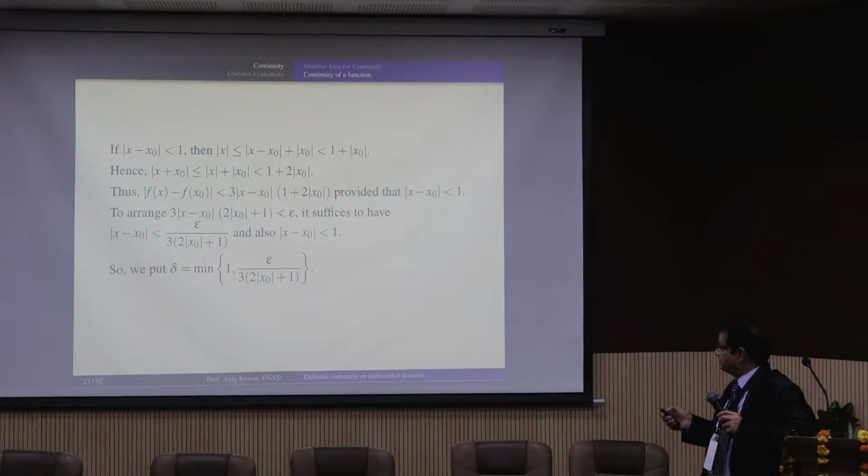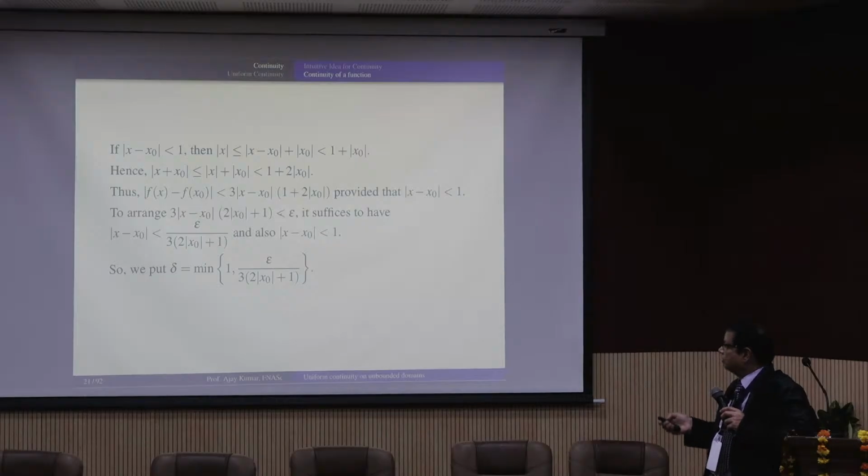Let us restrict ourselves to the open disk mod x minus x naught less than 1, so mod x will be less than 1 plus mod x naught, and mod x plus x naught will be less than 1 plus 2 mod x naught. So 1 is there and 1 plus 2 mod x naught. So let us take the minimum of the two. So take delta to be 1 upon 3 times (2 mod x naught plus 1). So this delta will serve the purpose.